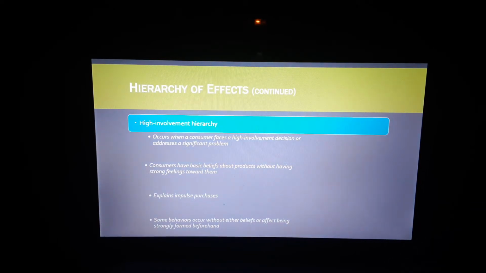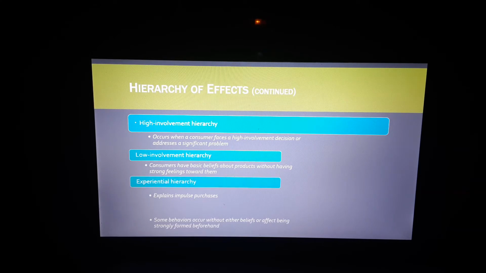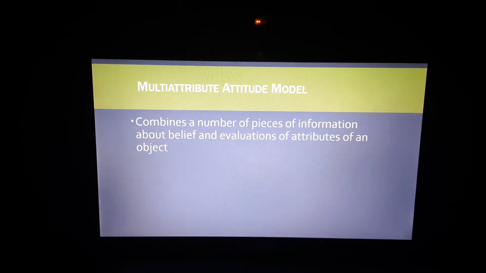High involvement hierarchy occurs when a consumer faces a high involvement decision or addresses a significant problem. In low involvement, consumers have basic beliefs about products without having strong feelings towards them. Experiential explains impulse purchases. And behavioral is this idea that without either beliefs or affect being strongly formed beforehand, some behaviors occur, just sort of spur of the moment almost.